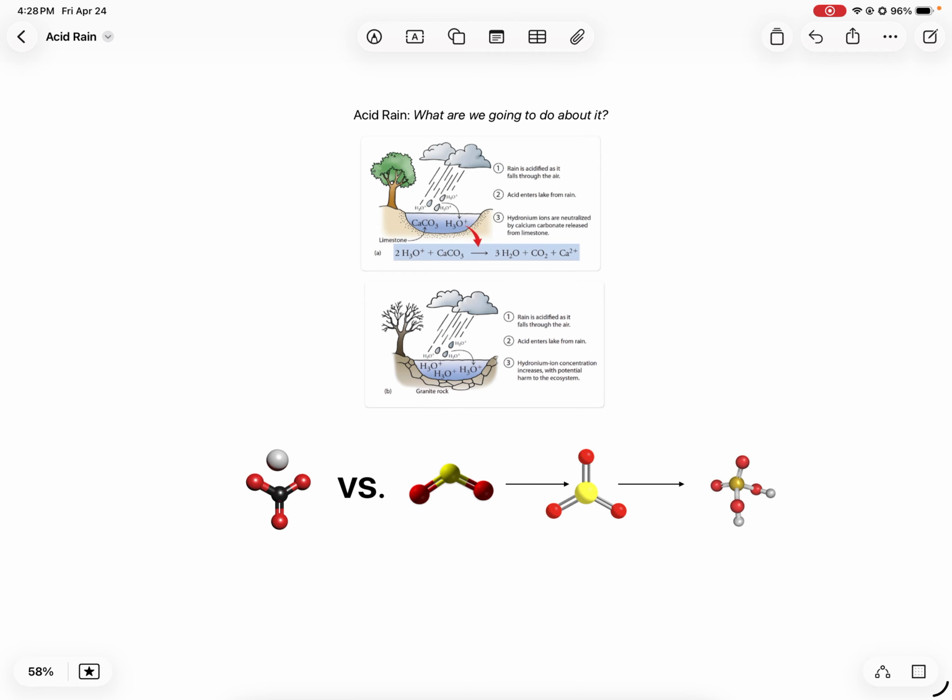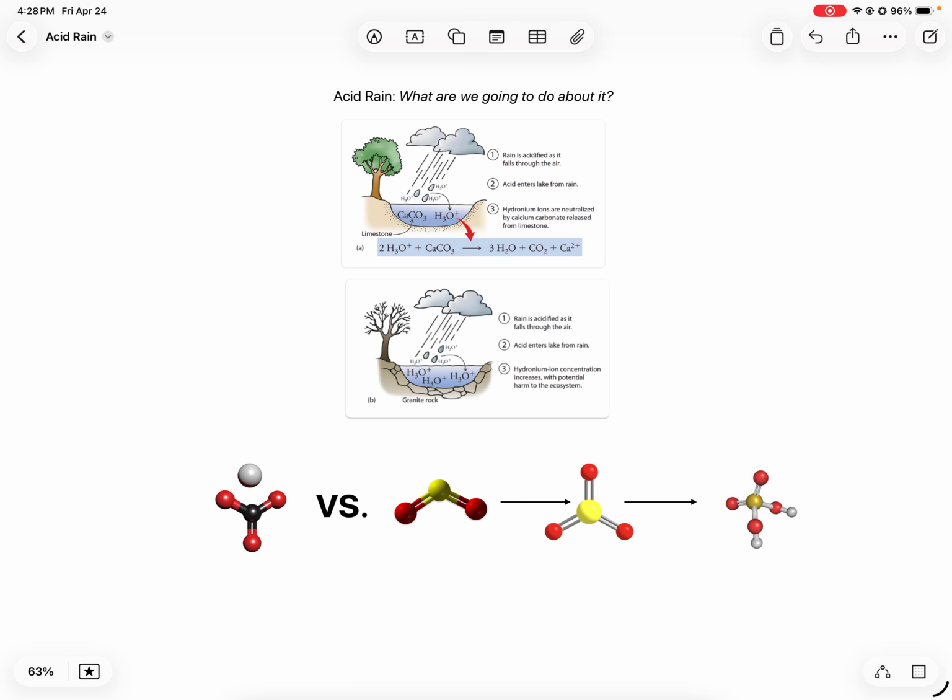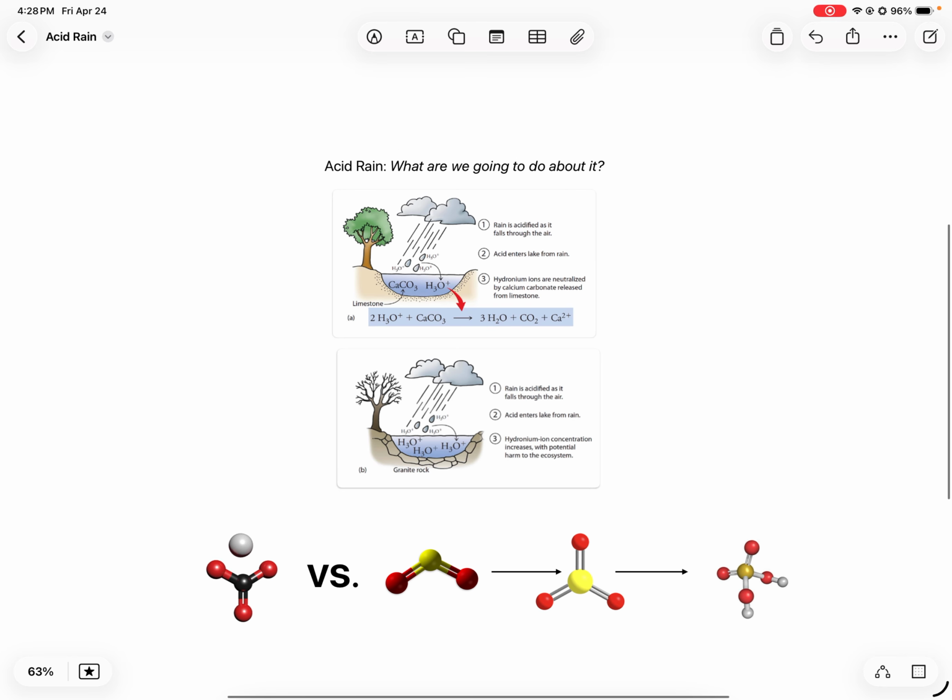In this video, we'll be discussing acid rain, how it happens, and what we might be able to do to mitigate the problem. So here we have some diagrams depicting how acid rain occurs step by step. So first of all, what is acid rain? Acid rain refers to any kind of rainfall with a pH lower than 5.